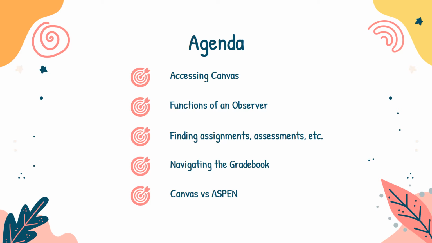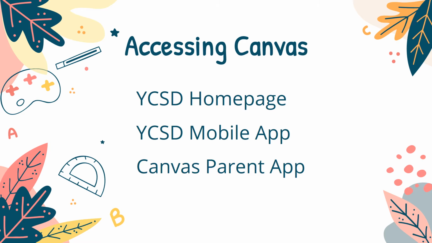So our agenda for this evening, let's cover accessing Canvas, functions of an observer, what you can and can't do as an observer of a course, finding assignments, assessments, and etc., navigating the grade book, both Aspen and Canvas, and the difference between Canvas and Aspen. So let's get started with accessing Canvas.